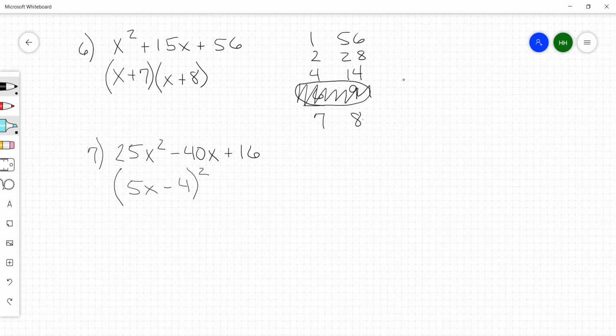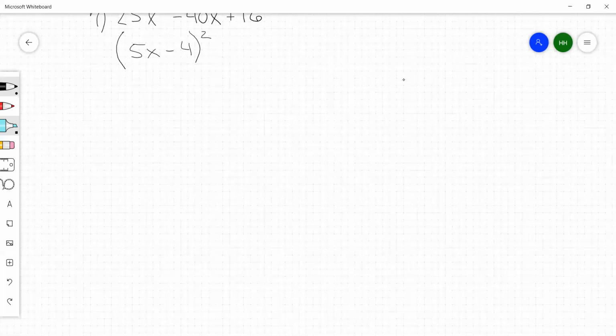Number 8, when my screen will move. Oh boy. There it goes.